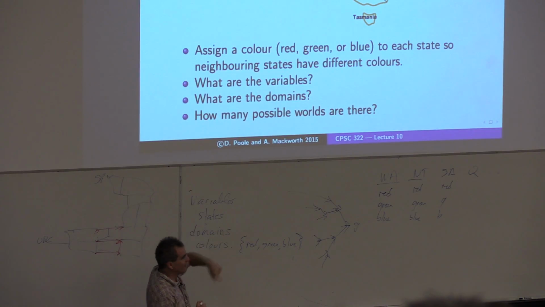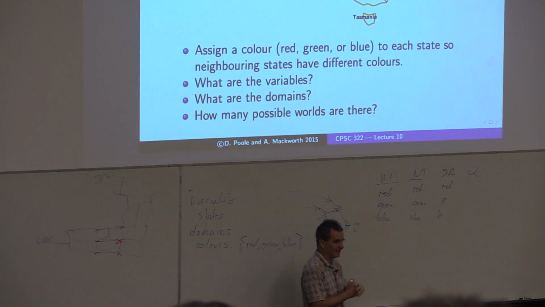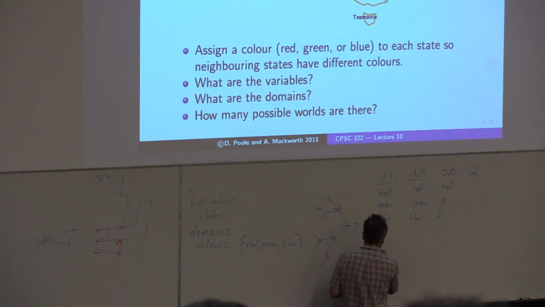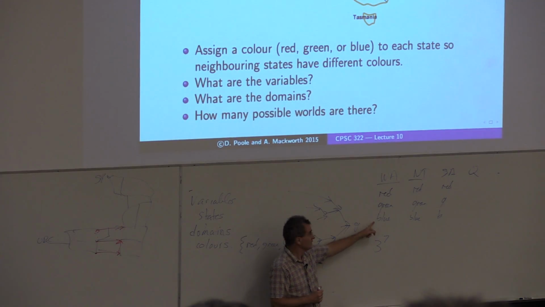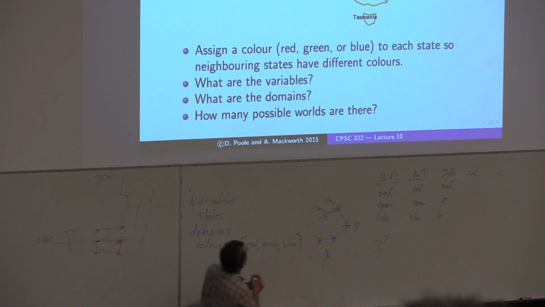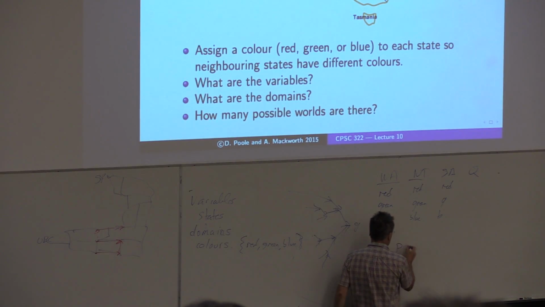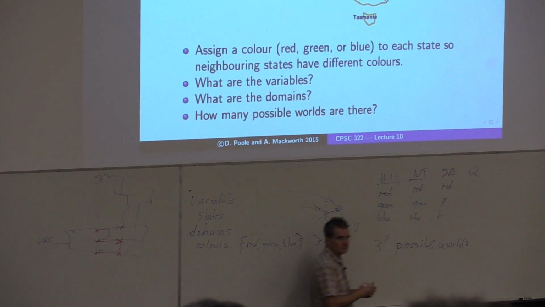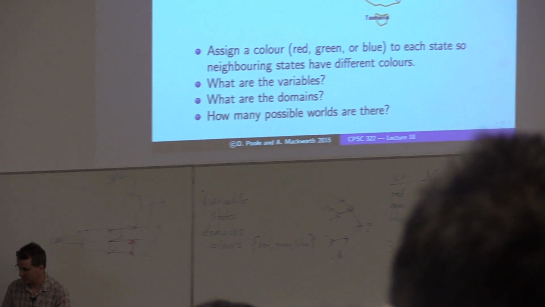So how many possible worlds are there? A possible world is an assignment of value to every variable. I'm asking how many assignments of values to variables there are. Any other suggestions? So there's 3 for this, times 3 for this, times 3 for this, and there are 7 variables. So there's 3 to the 7 possible worlds, right? That's just how many different combinations there are.